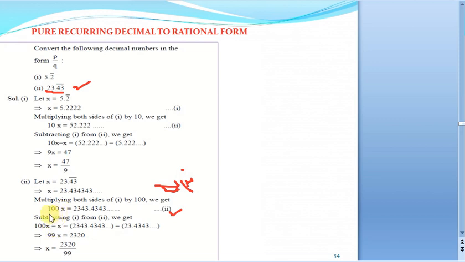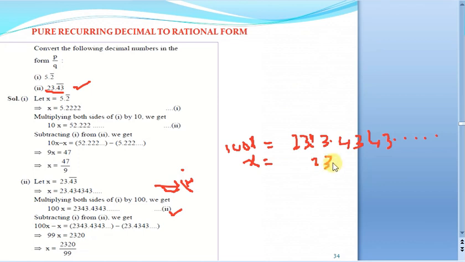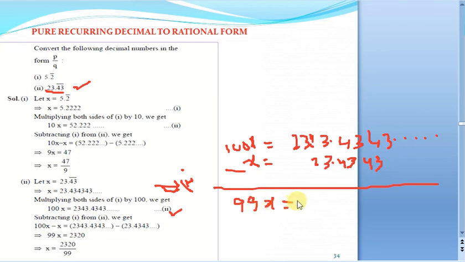Now on my LHS I am left, so when I subtract it, 100x is equal to 2343.4343 and all. So this is what you'll be having as your second equation, and x is equal to what we have assumed, it is 23.4343. Now see here, we just have to carry out the subtraction. So 100x minus x is going to be 99x is equal to, just carry out the subtraction.